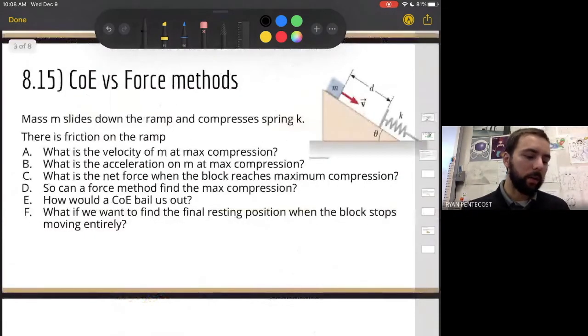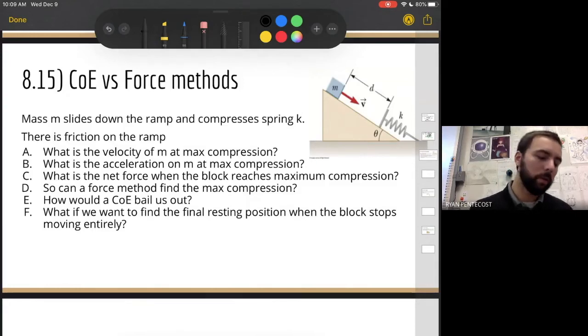Now let's talk about the methods that we're going to use. Okay, conservation of energy versus force methods. We talked a little bit last time in the centripetal and energy video about going back and forth between force and conservation of energy, knowing which one to use for a centripetal scenario. Now for springs, this is a little bit easier to determine what you should do.